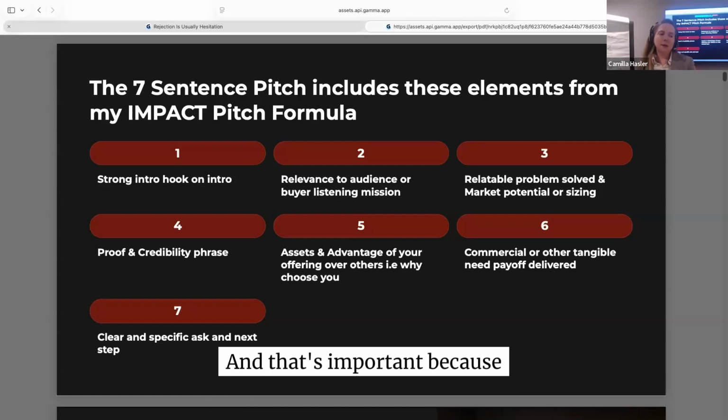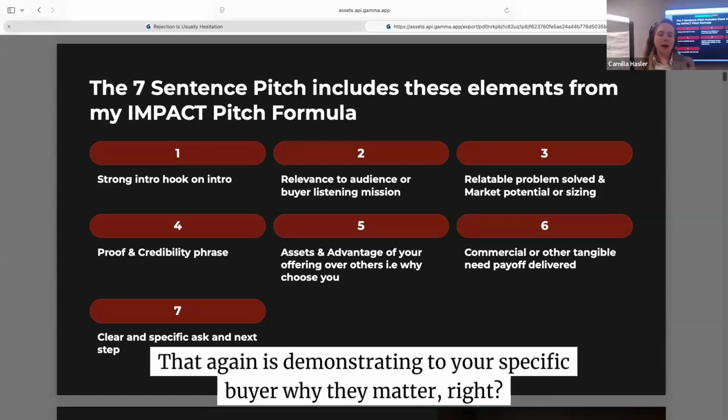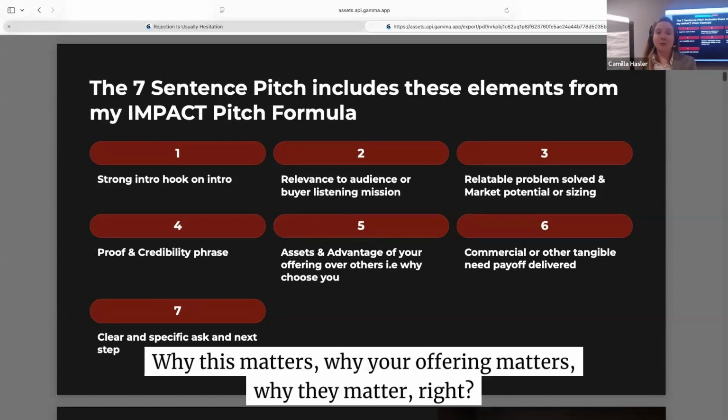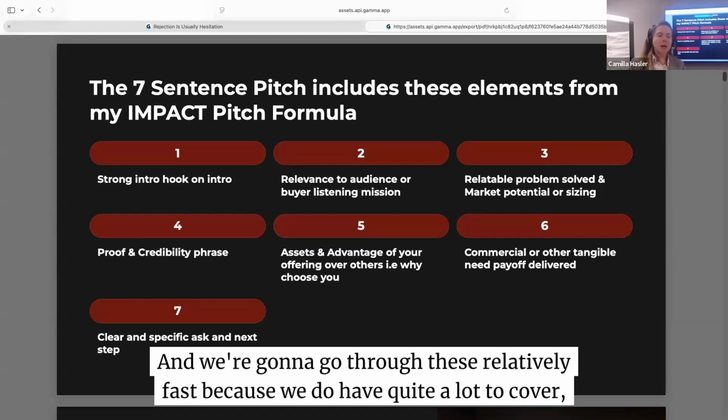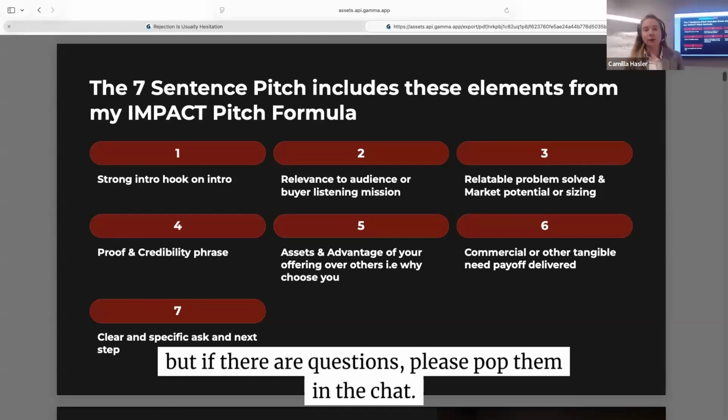And that's important, because that again is demonstrating to your specific buyer why they matter. Why this matters, why your offering matters, why they matter. And so that's the first three. We're going to go through these relatively fast, because we do have quite a lot to cover. But if there are questions, please pop them in the chat.